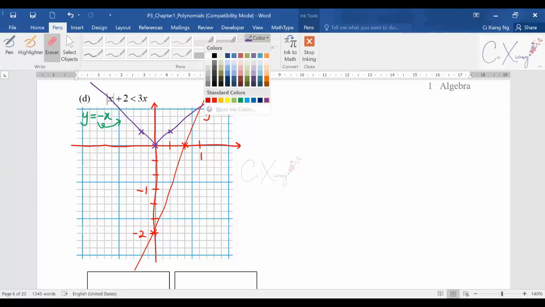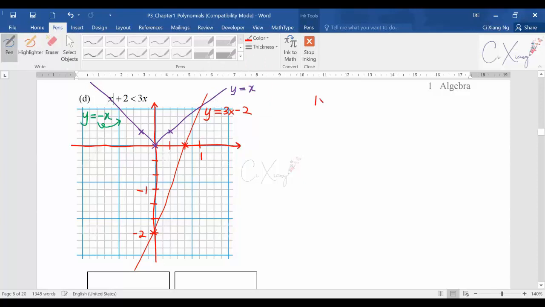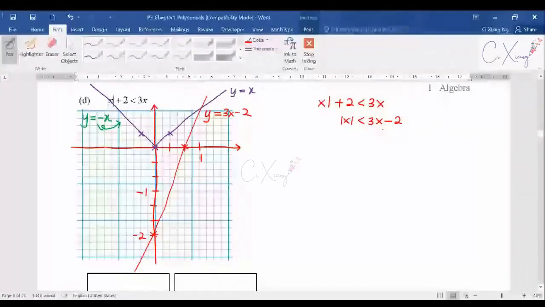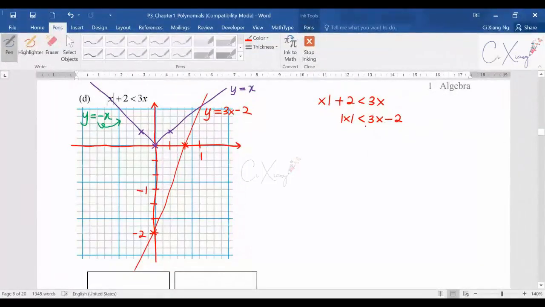Maybe before that, we have a look at the question first. We have modulus x plus 2 smaller than 3x. This is the second pattern because after some simple adjustment, you'll see my equation has modulus on the left and no modulus on the right-hand side, but the right-hand side has x with it. So this kind of question is the second pattern.